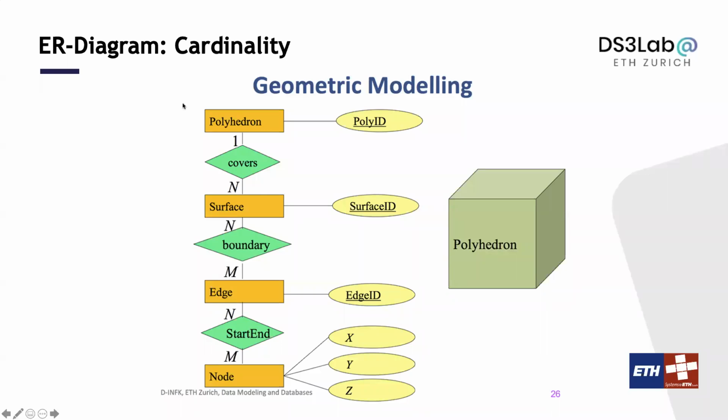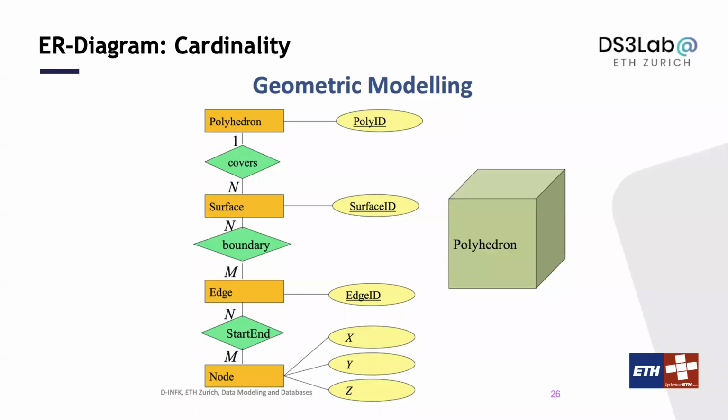So you have essentially 4 entity sets. You have polyhedron, you have surface, you have edge, you have node, and then you can connect them with different relationships. A polyhedron can have multiple surfaces, and the surface can have multiple edges, and an edge has multiple nodes.